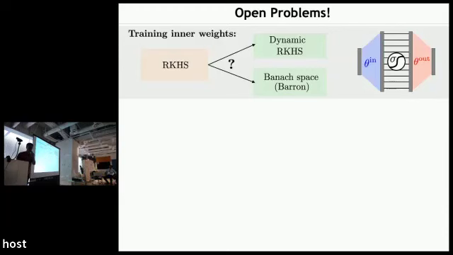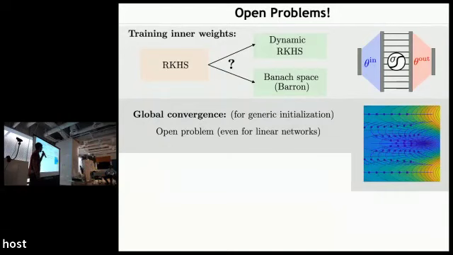The big open problem is to show this globally, to show that if you initialize anywhere except a set of measure zero, you still converge. This is totally open, even in the linear case. I think even with three layers, it's open. With two layers, it's probably simple to do the proof. With three layers, I think it's totally open, even in the linear case, so no non-linearity.